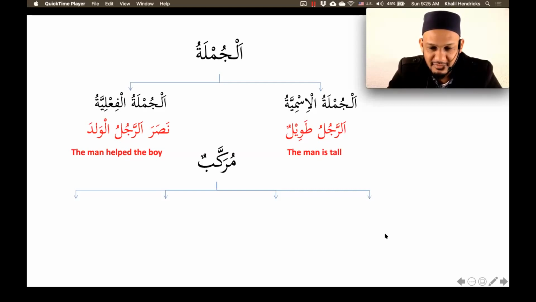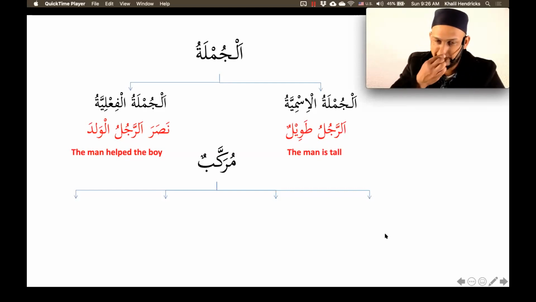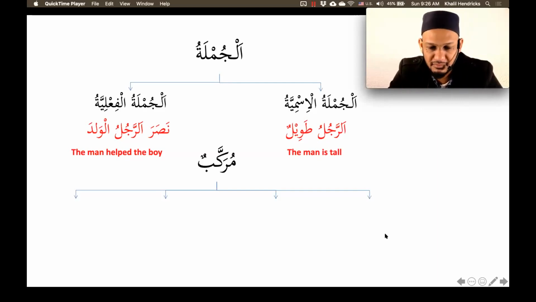So this has two parts. The one is the mubtada and one is the khabar. The mubtada is basically the thing that's the focus, or the thing that's been described in the sentence, and the khabar is, what can I say, information about what is being talked about. So they're both always in raf. And the mubtada is always an ism.